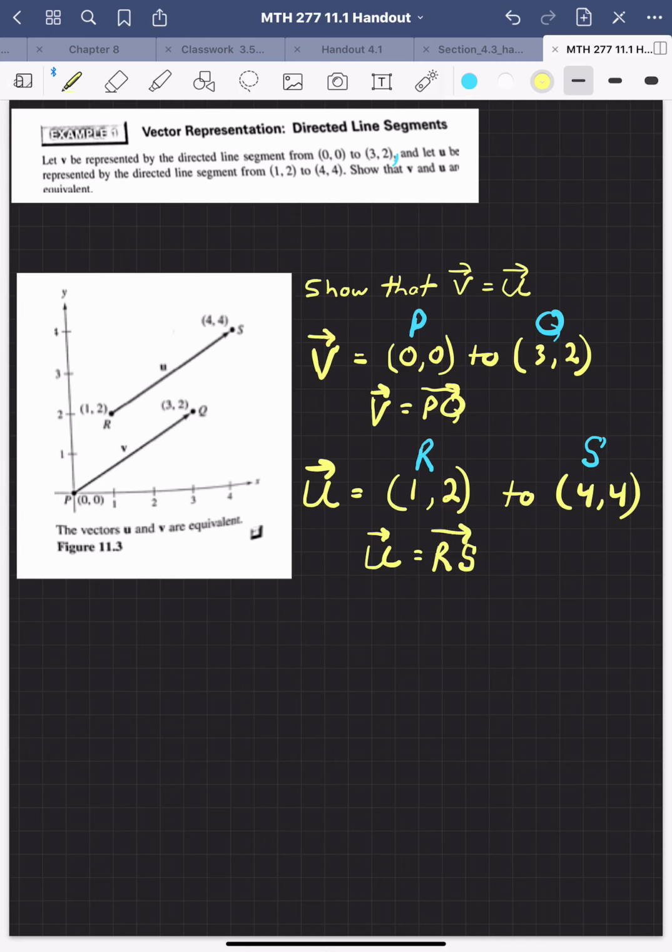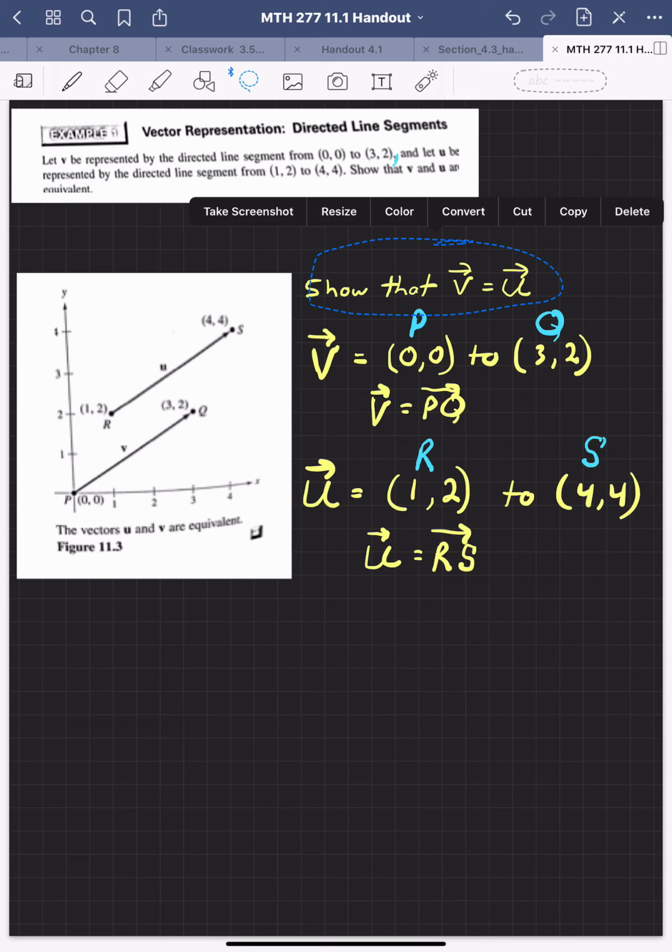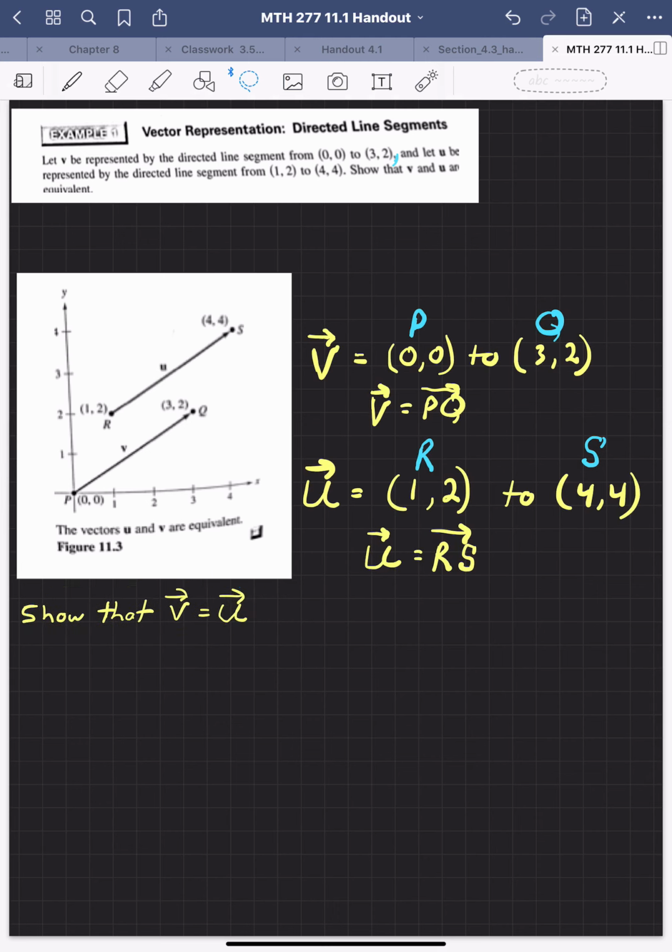Interesting. Now, the goal is to show that vector V is equal to vector U. Do you recall from the previous page the two criteria that we must show? To make a statement of equivalence, we must show what? Well, same magnitude, and we must show same direction.